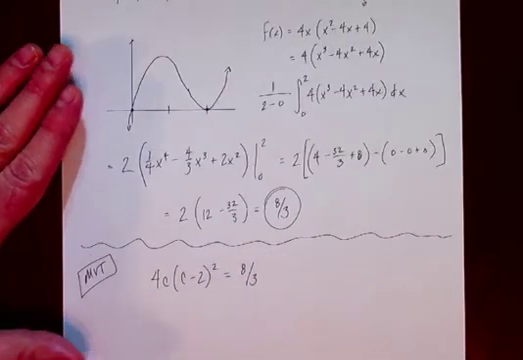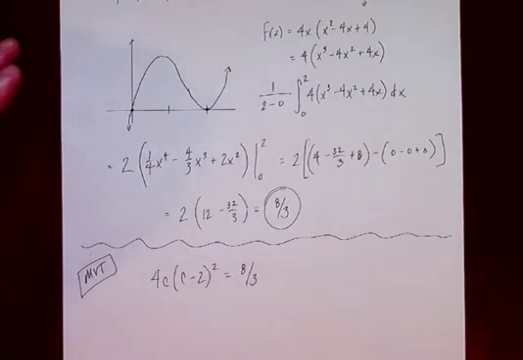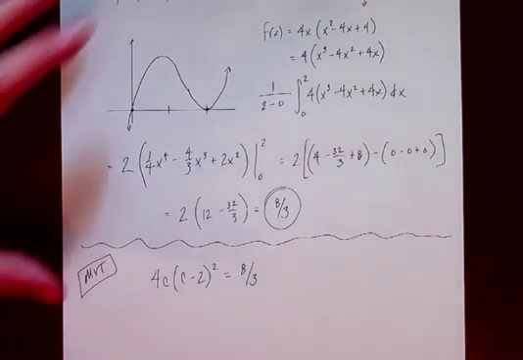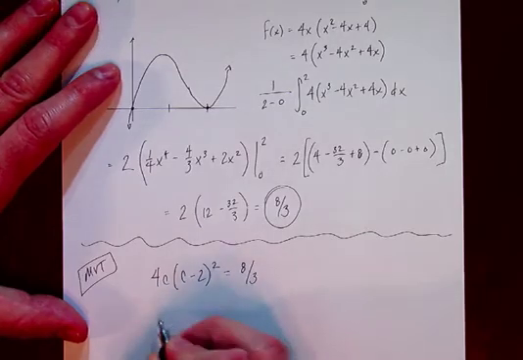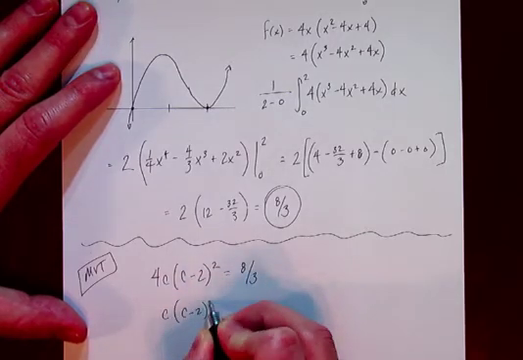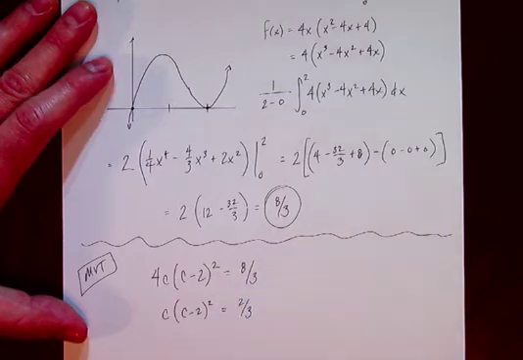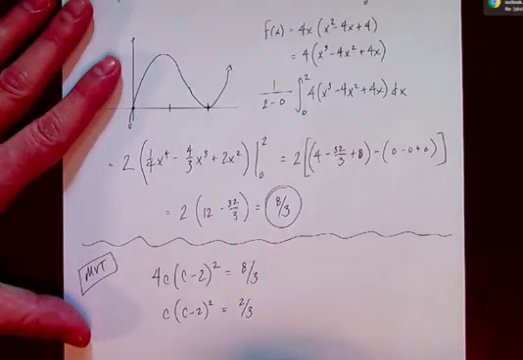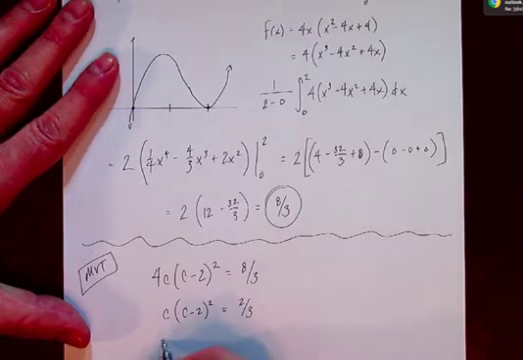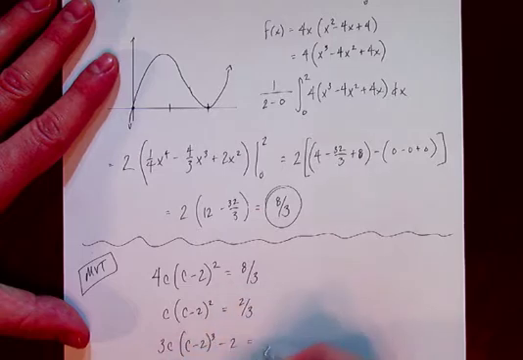And basically at that point you're saying, okay, Mr. Function, when is your instantaneous output 8 thirds? And I keep using instantaneous not for any real reason except to remind you of the parallels between the mean value theorem for integrals and the mean value theorem for derivatives. Now, this winds up becoming 4 times c minus 2 squared is equal to 8 thirds, and when I divide through by 4, you could multiply both sides by 3 and then subtract 2.